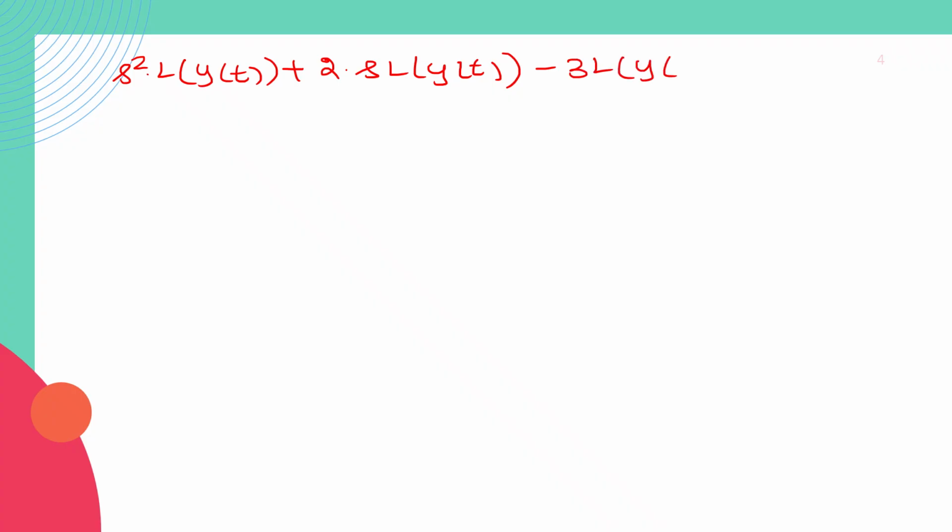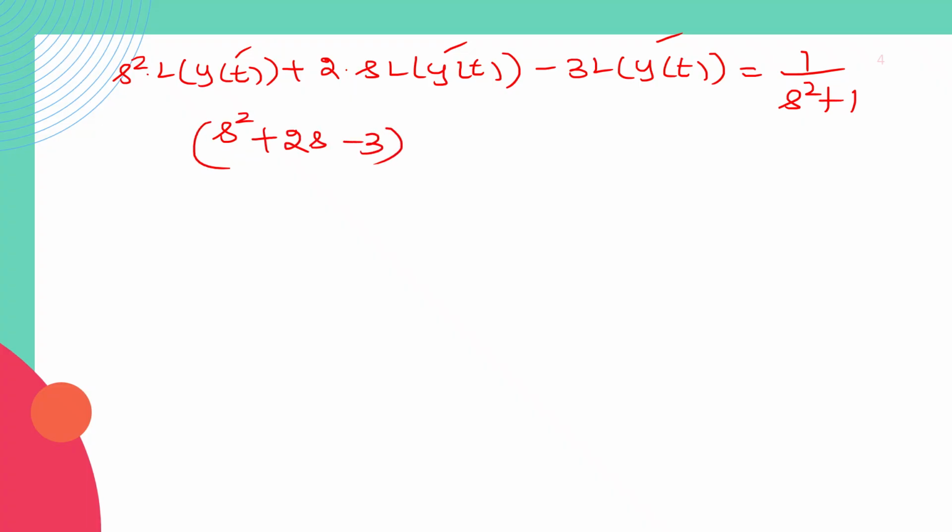So we know that the first term, L of y double dash, is replaced with s square into L of y of t, the second term is plus 2 times s into L of y of t, and the third term is minus 3 into L of y of t, is equal to 1 divided by s square plus 1. Now this is a very simple equation where we can take L of y of t common outside. So we have s square plus 2s minus 3 into L of y of t is equal to 1 divided by s square plus 1.